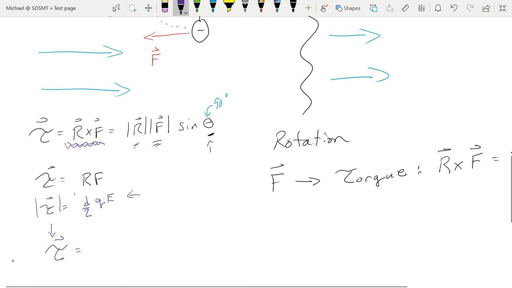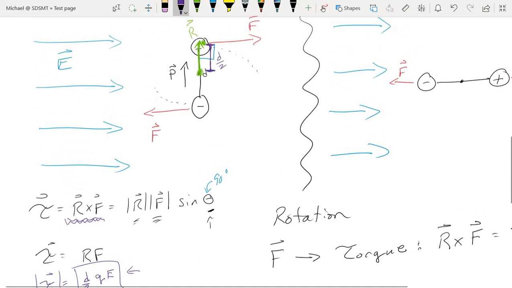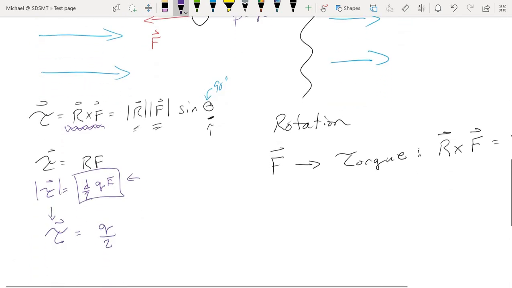Of everything that I have in this expression, Q and the 2 are scalar quantities, but D is the separation distance between the two charges. And if we remember, P has to point in the same direction as D, so we've got D. And E is a vector as well. QD equals the dipole moment.